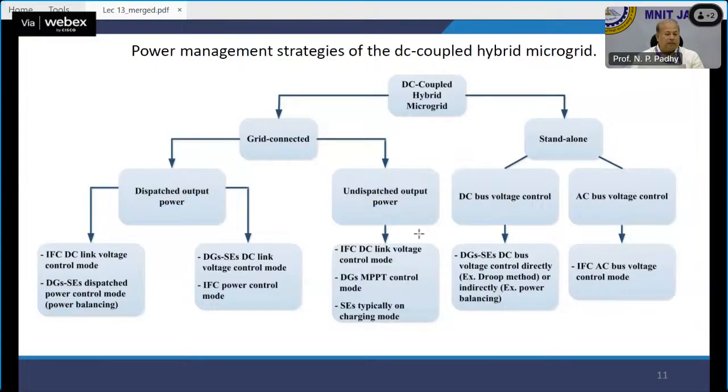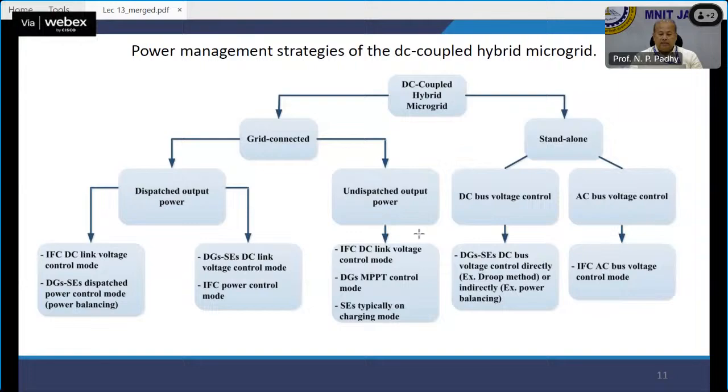And in case of undispatched output power, ILC is in DC link voltage control mode, DGs operate in MPPT mode, and ACs are typically on charging. Now in case of standalone, when you say DC bus voltage control or AC bus voltage control, it depends upon AC-DC microgrid strategies. In case of DC bus control mode, DGs and ACs control DC bus voltage directly. That means a droop method or indirectly a power balancing method is being used.